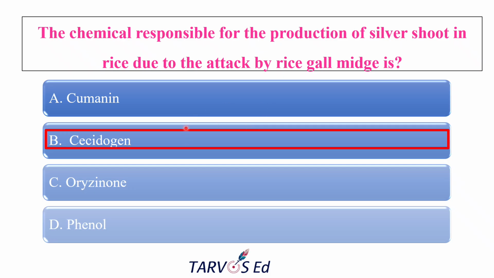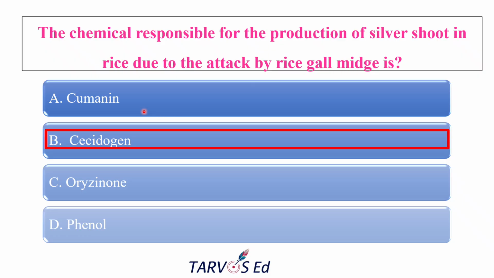Cecidogen is the chemical, or we can say growth regulating substance, mainly secreted by rice gall midge larvae while feeding. This particular chemical alters the normal growth of the rice plant tissue, especially at the growing point, so that it causes the tubular structure in the infested tiller. We can also say that it is an onion leaf like structure. This leads to abnormal cell elongation and formation of the characteristic silvershoot. It is essentially the gall inducing chemical mainly produced by rice gall midge.